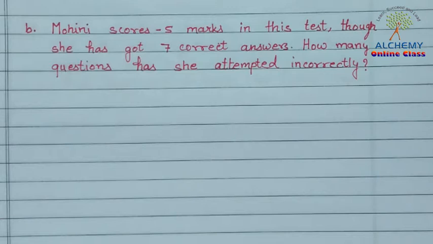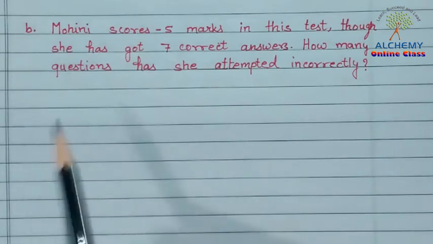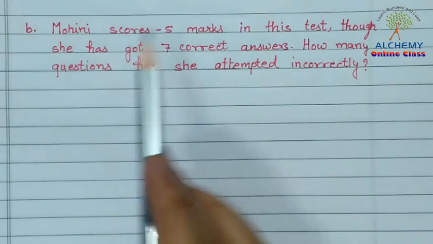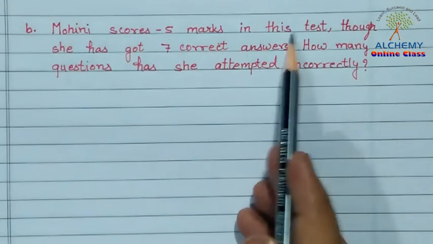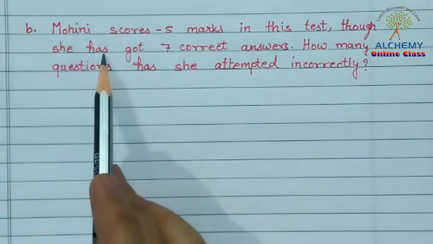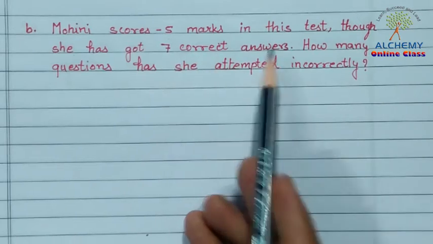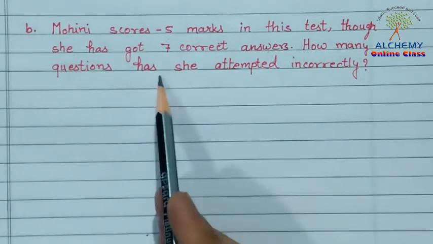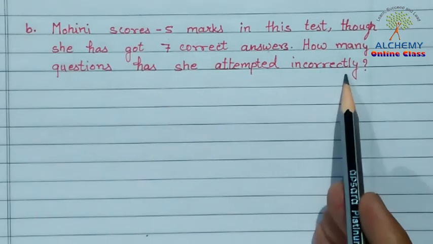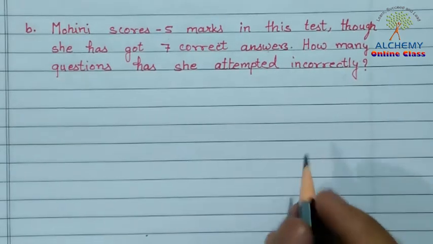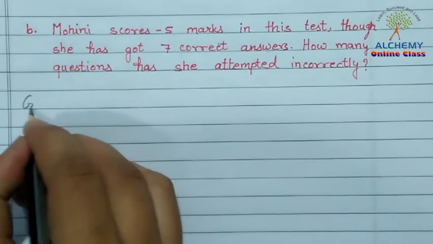That's it. Now let's see the next part of the question, that is, Mohini scores minus 5 marks in this test, though she has got 7 correct answers. How many questions has she attempted incorrectly? Okay, so first of all we have to write the given information here.